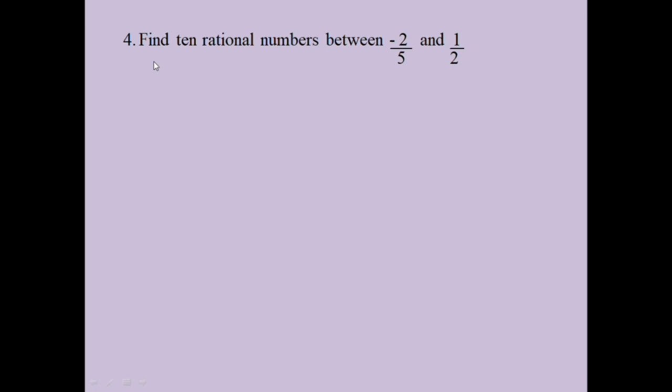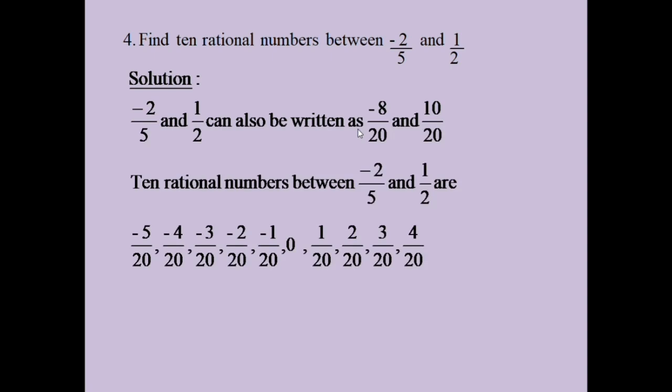Next question. Find 10 rational numbers between minus 2 by 5 and 1 by 2. Here the denominators are different. So we have to convert both the rational numbers in such a way that the denominators are same for both the numbers. Minus 2 by 5 and 1 by 2 can also be written as minus 8 by 20 and 10 by 20. How? Because we have multiplied minus 2 by 5 into 4 by 4 and we got the answer as minus 8 by 20.